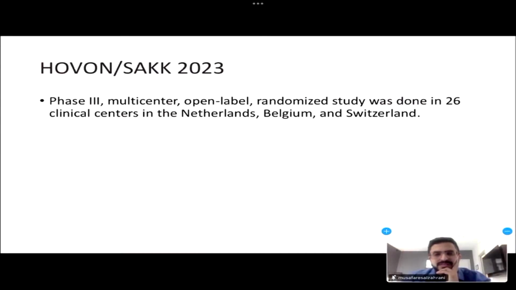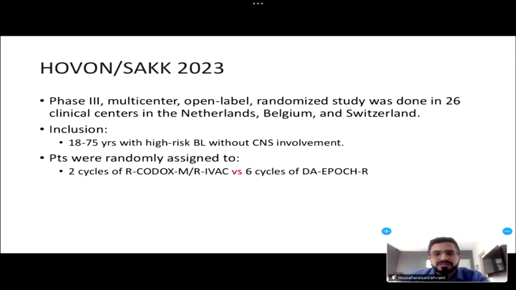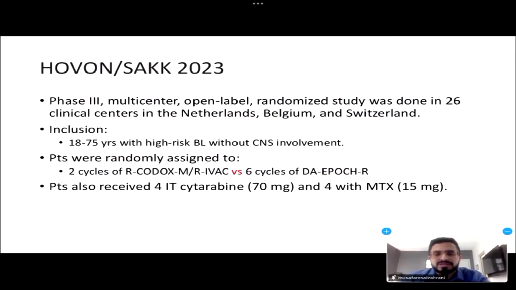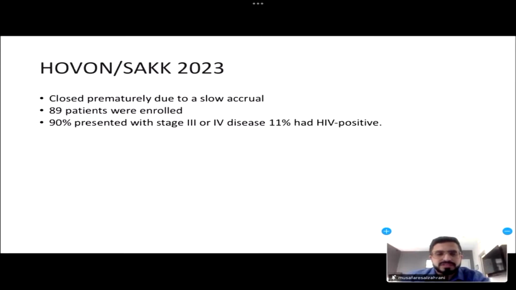Now going back to this randomized study, this is a phase 3, multi-center, open-label study conducted in several countries. It included adult patients without CNS involvement but with high-risk Burkitt lymphoma, and they were randomized to 2 cycles of MIGRATH versus 6 cycles of dose-adjusted EPOCH-R, and patients also received intrathecal and high-dose methotrexate chemotherapy. The primary endpoint was progression-free survival. Unfortunately, the study was closed prematurely because of slow accrual. However, 89% of the planned patients were enrolled, and they were able to present the outcome for these patients.